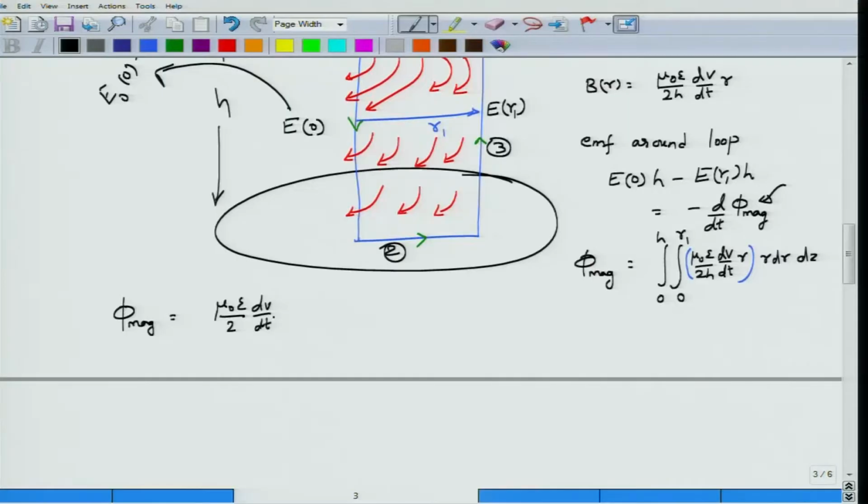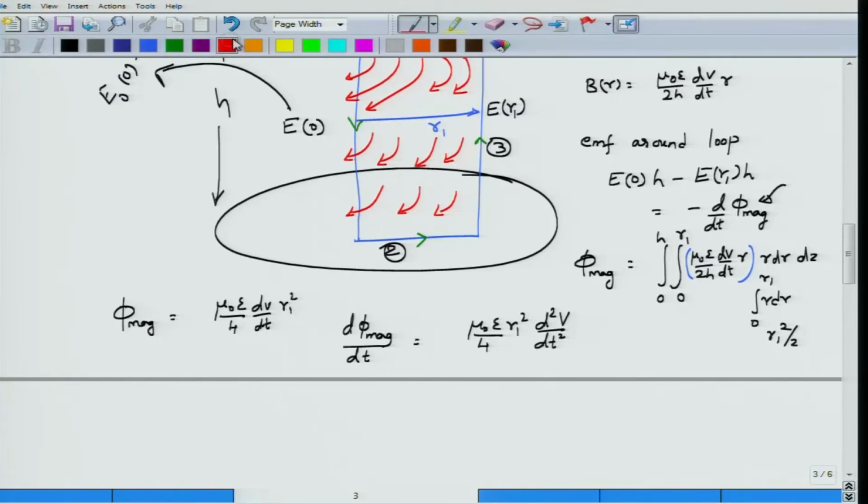by dt, and you will have an integral of r dr from 0 to r1, which would be r1 square by 2. So, you will have r1 square, and there is a 2 in the denominator already. So, this becomes r1 square by 4. So, this is the magnetic flux, and the time rate of change of magnetic flux is clearly d phi mag by dt is equal to mu 0 epsilon by 4 r1 square, which is now a constant, d square v by dt square, correct.